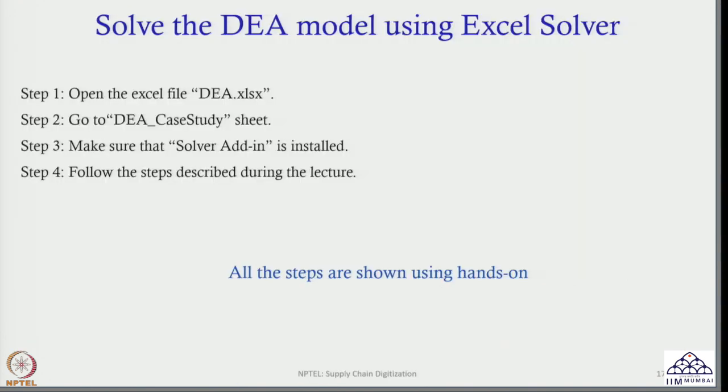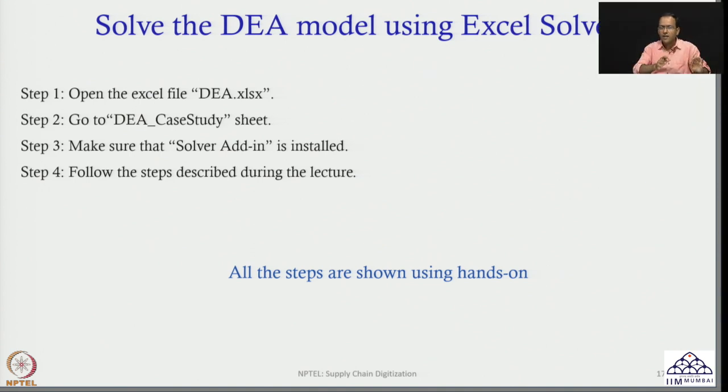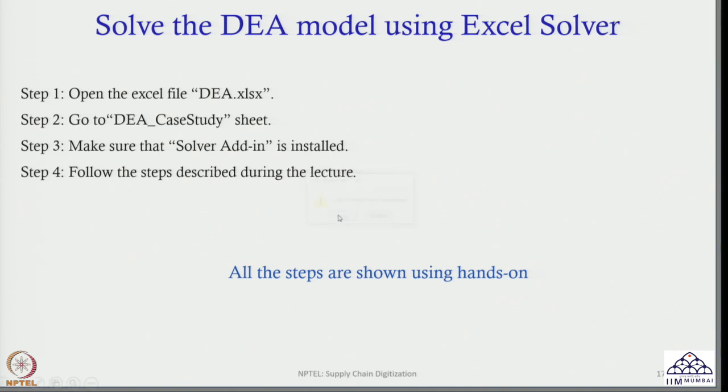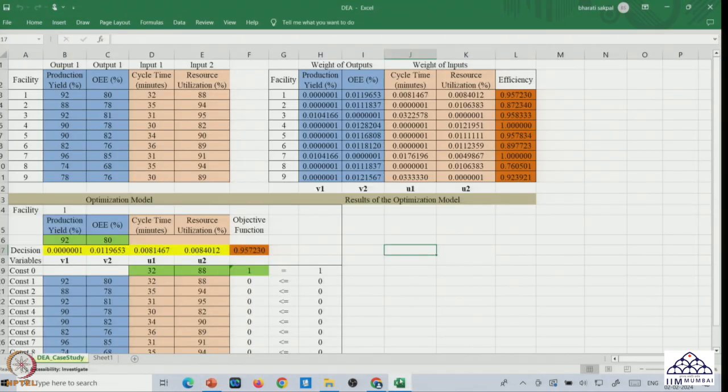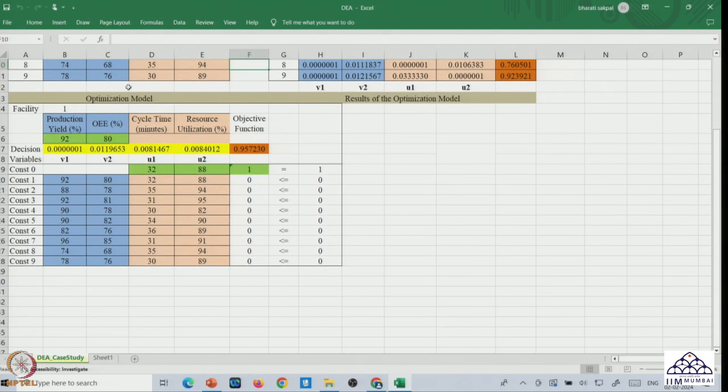Now, let us see quickly how we can do this using Excel. I have already explained the Excel Solver interpretation. We will now go to Excel and run it once again and show you how it works. If you open this Excel file, these are the data which are already given to us. Do not look at this data now, we will explain. And now, this is my optimization model, as explained in the PPT.